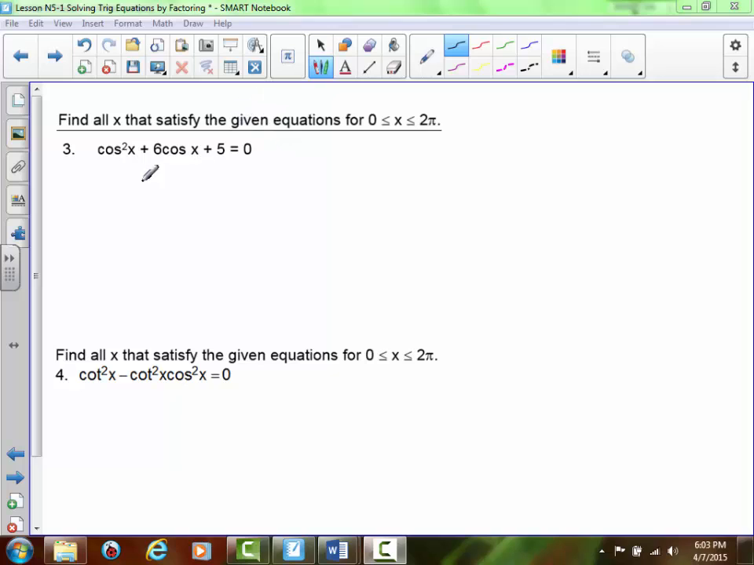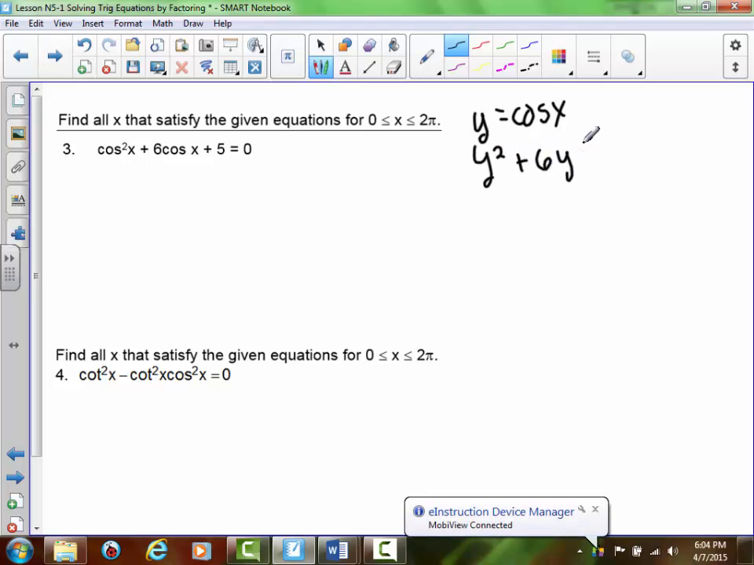Okay, so continuing on. Example 3, cosine squared x plus 6 cosine x plus 5 equals 0. So first we want to factor. Just as a suggestion, some people were having a little trouble factoring it, it is a trinomial. So my suggestion is replace cosine with y. And so you could rewrite this as y squared plus 6y plus 5 equals 0.